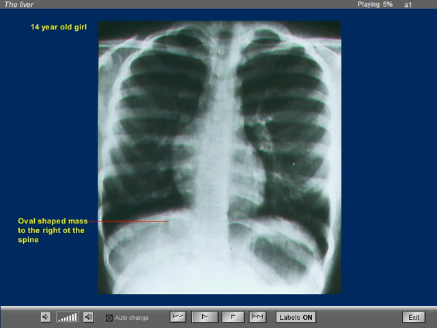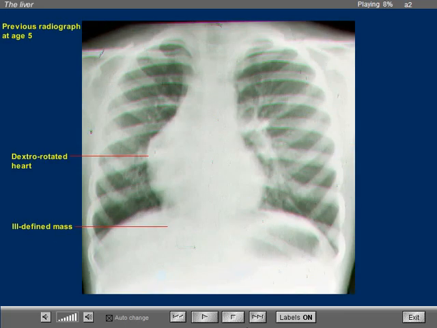This is a very interesting patient that was sent to me from Texas, a 14-year-old young girl who had a mass to the right of the spine. This frontal chest roentgenogram shows an oval-shaped mass close to the right dome of the diaphragm in its medial portion to the right of the spine.